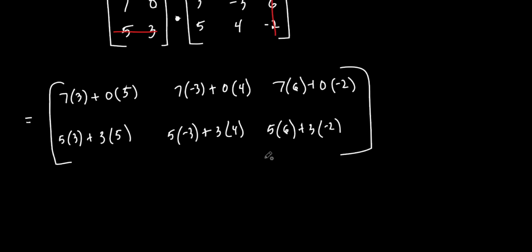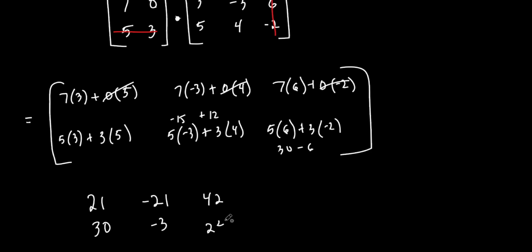Now, we just do arithmetic, so we can just figure that out. That's a 0, that's 21. This is a 0, that's negative 21. This is a 0, that's 42. This is 15 plus 15, which is 30. This is negative 15 plus 12, which is negative 3. This is 30 plus negative 6, or minus 6, which is 24. And this is your answer, just like that.